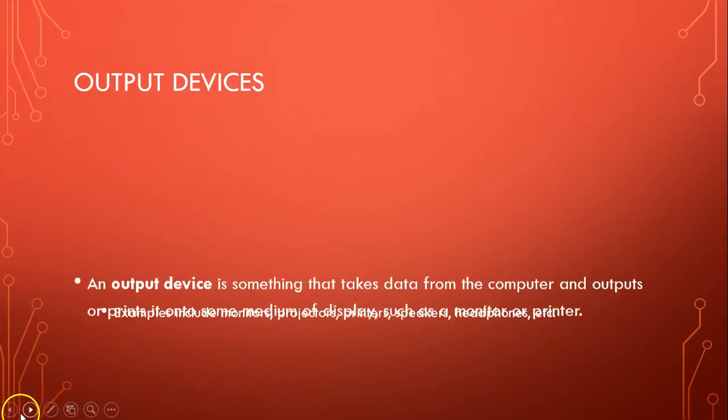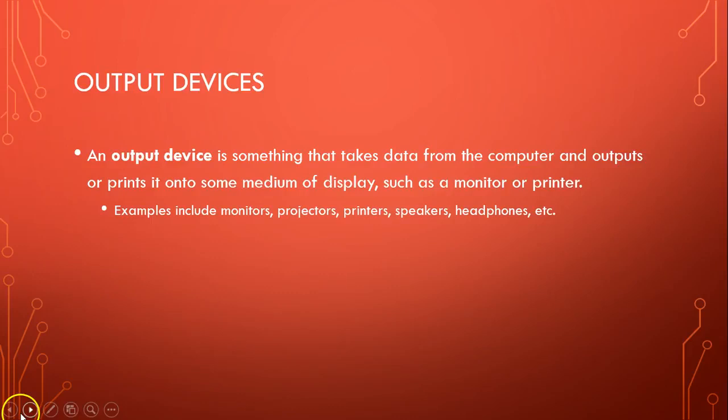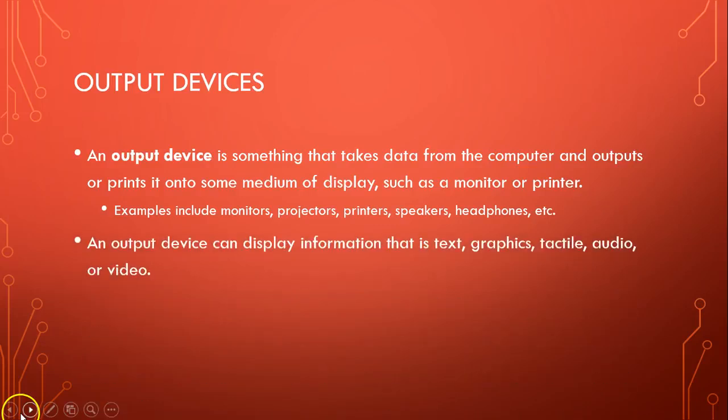Next up are output devices. An output device is something that takes data from the computer and outputs or prints it into some medium of display, typically things such as a monitor or a printer. Examples also include things like monitors, projectors, printers, speakers, headphones, etc. An output device can display information that is text, graphics, tactile, audio, or video.